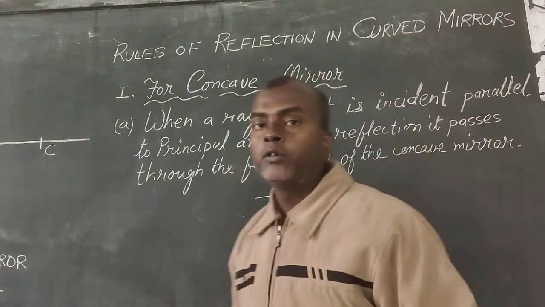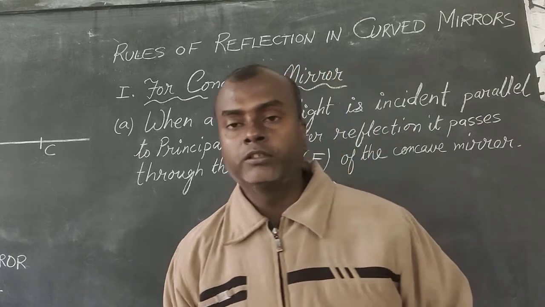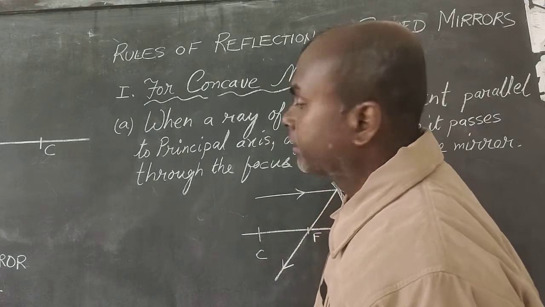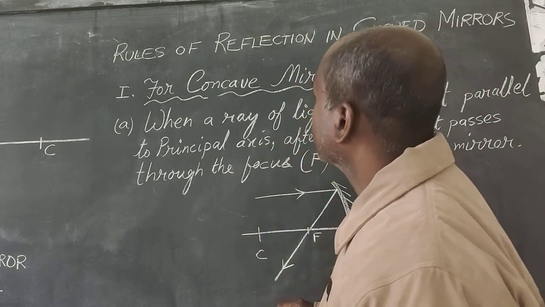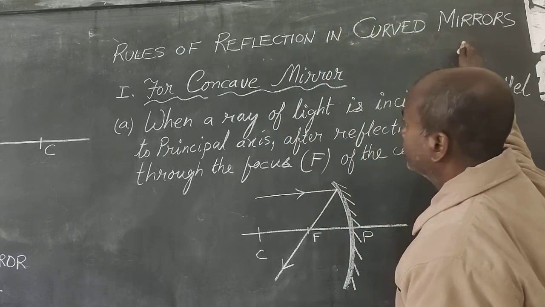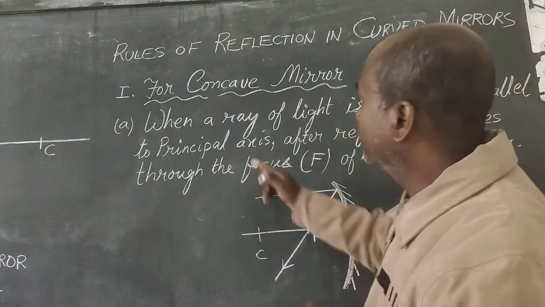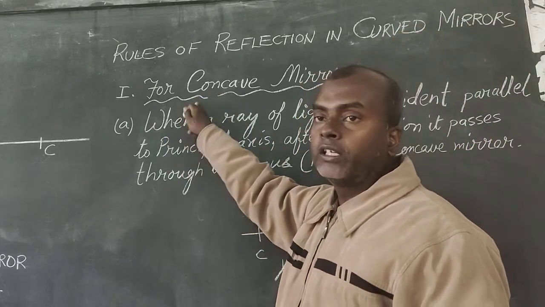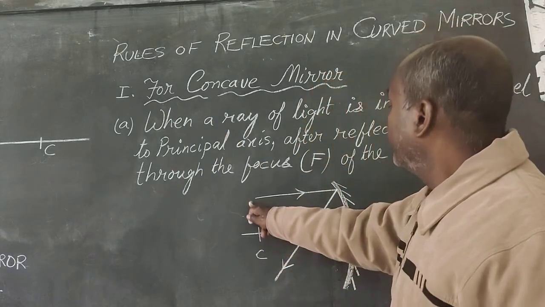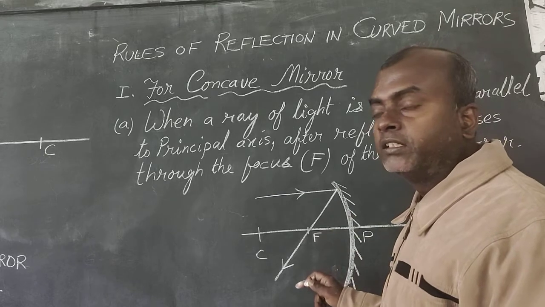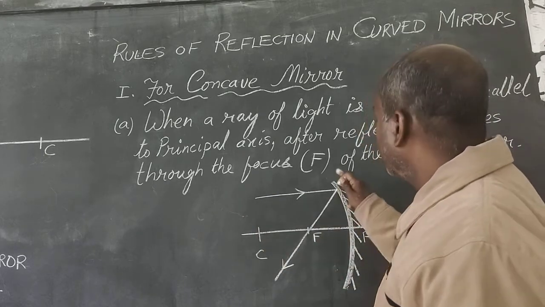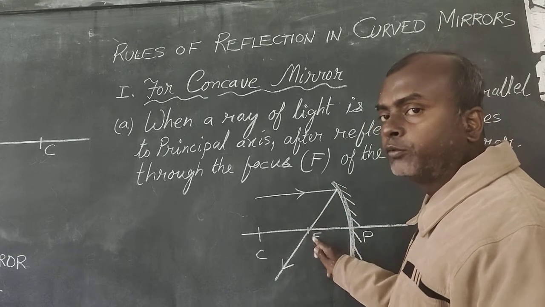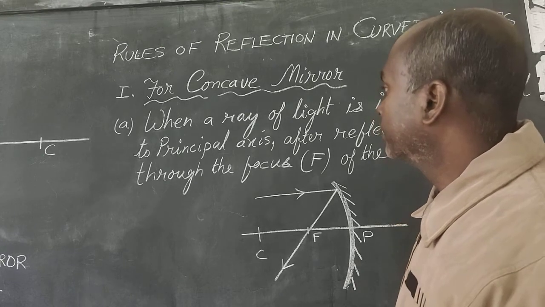There are some rules for both concave and convex mirrors, the rules of reflection that they follow. Few important rules we are going to discuss over here, the rules of reflection in case of a curved mirror. There are two types of curved mirrors. The first one that we are going to discuss is the concave mirror. The first rule in concave mirror is when a ray of light is incident, meaning coming towards the mirror, when it hits the mirror and reflects, then the reflected ray passes through the focus. This is rule number 1.